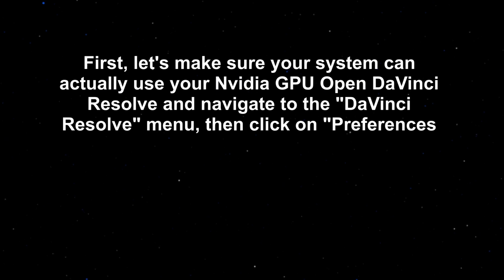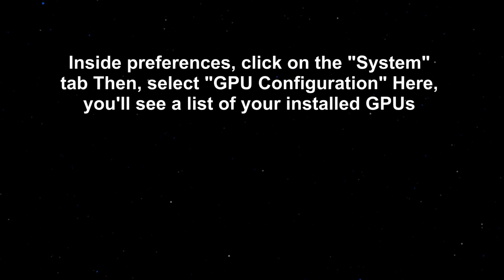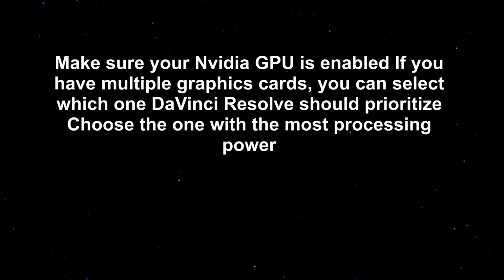Then click on Preferences. Inside Preferences, click on the System tab, then select GPU configuration. Here, you'll see a list of your installed GPUs. Make sure your Nvidia GPU is enabled. If you have multiple graphics cards, you can select which one DaVinci Resolve should prioritize. Choose the one with the most processing power.